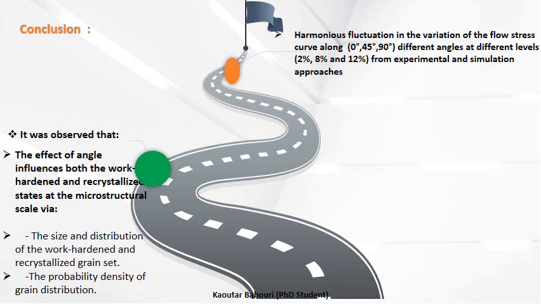Conclusion: harmonious fluctuation in the variation of the flow stress curve along the three angles at different levels of strain, 2%, 8%, and 12% from experimental and simulation approaches. Then, it was observed that the effect of angle influences both the work hardened and the recrystallized states at the microstructural scale via the size and distribution of the work hardened and the recrystallized grain set and the probability density of grain distribution. That's it.